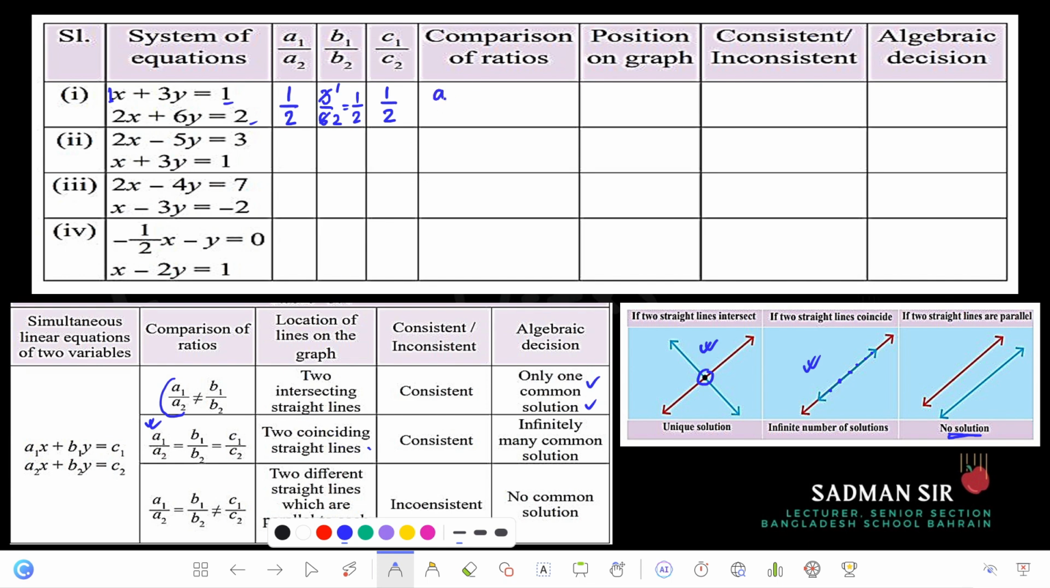In the comparison of ratios, we have to mention that this is the case A1 by A2 equal to B1 by B2 equal to C1 by C2, all three equal. So for the position on the graph, the location on the graph, we will write two coinciding straight lines, the second one, right? So you will write two coinciding straight lines.